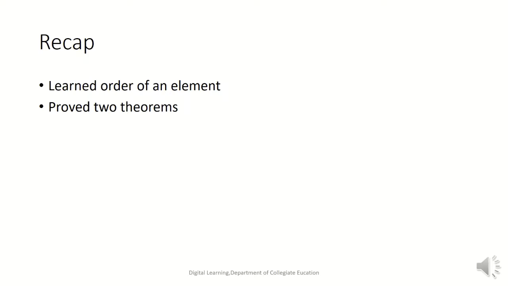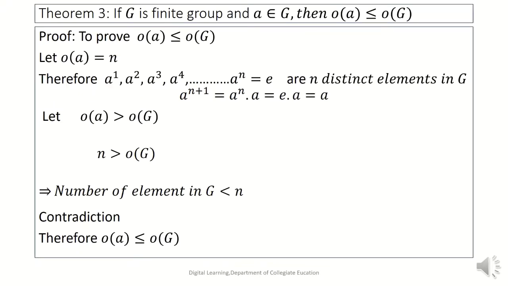Today in this session, let us learn theorems related to order of an element. Let us start with this theorem. Theorem 3. If G is a finite group and a is an element of that group G, then order of that element is less than or equal to order of the group G.